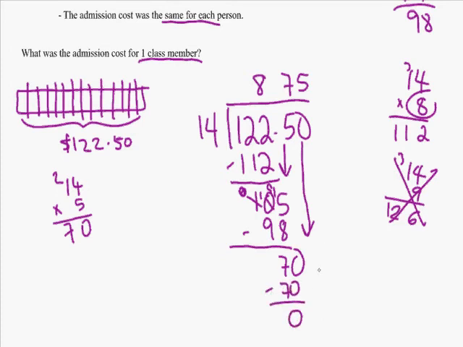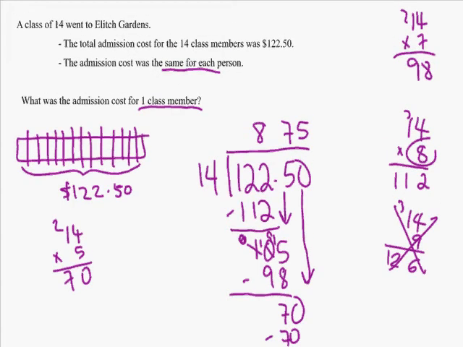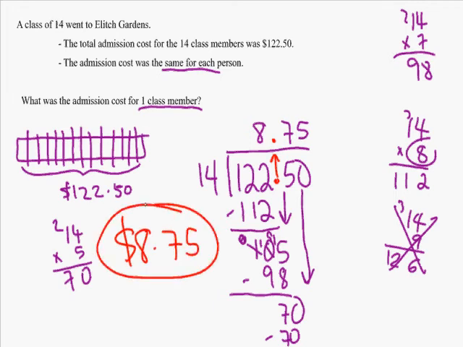There's no remainder. So now let's figure out where to put our decimal point. Well, it's not going to cost $875 for one admission ticket. Let's put our decimal point somewhere. Well, I know that when we're dividing a decimal by a whole number, the rule is that the decimal point goes straight up. So my decimal point goes right in between the 8 and the 7. So that means my final answer is $8.75. Wow, that is really cheap to go to Elitch Gardens.